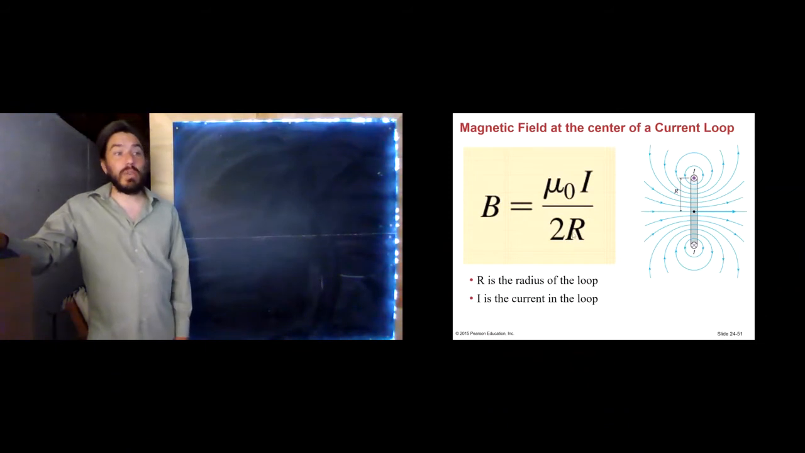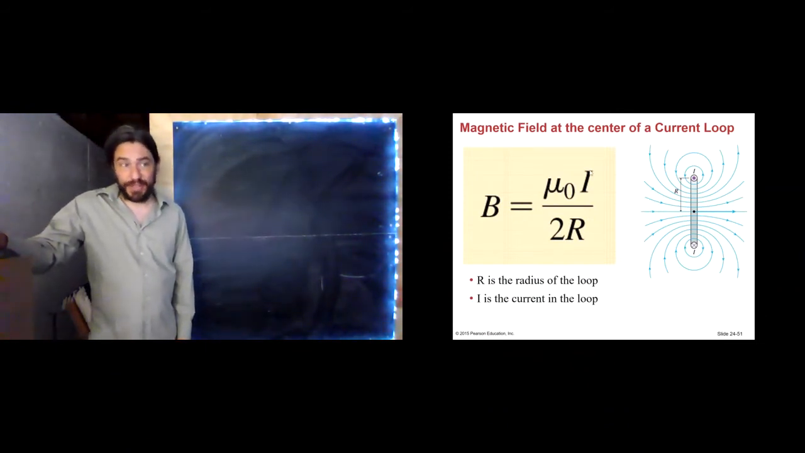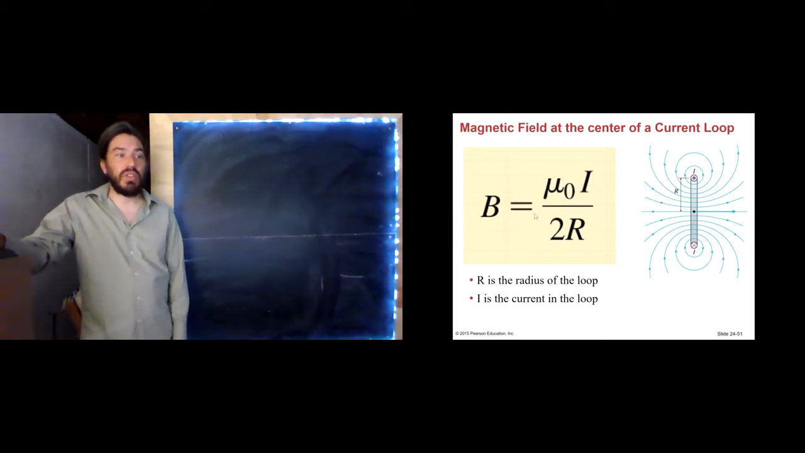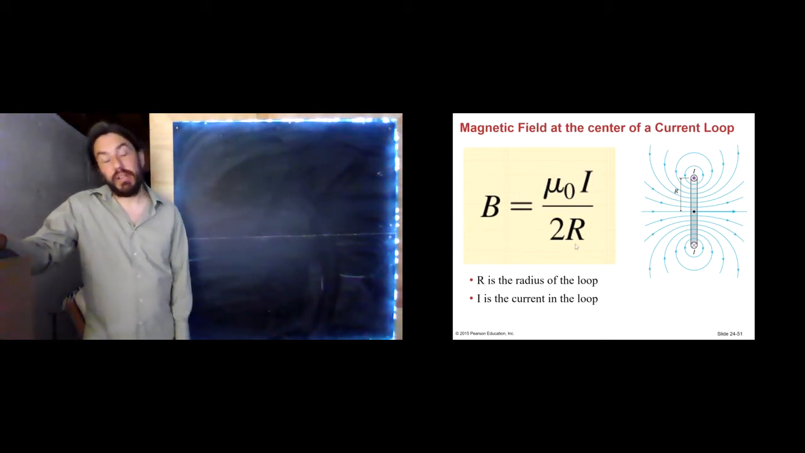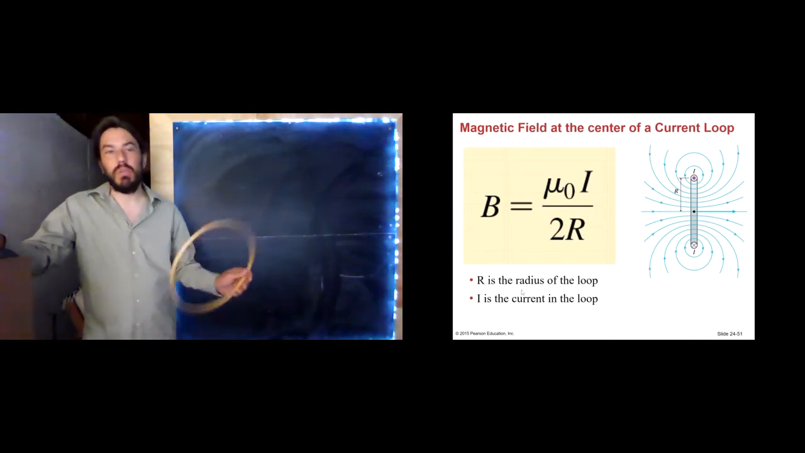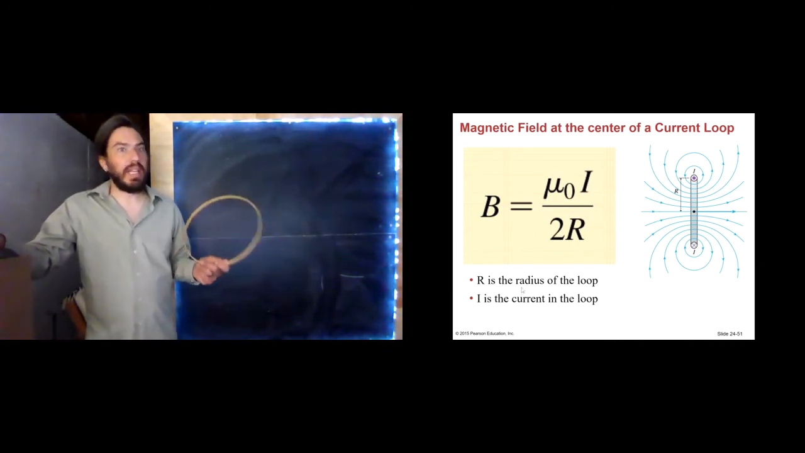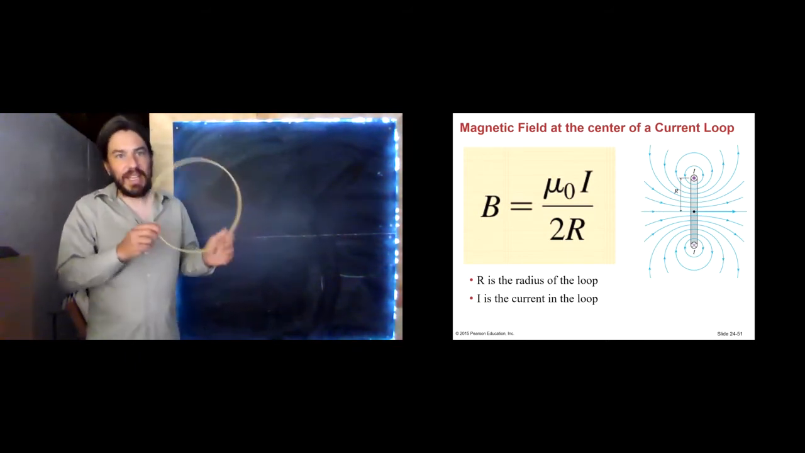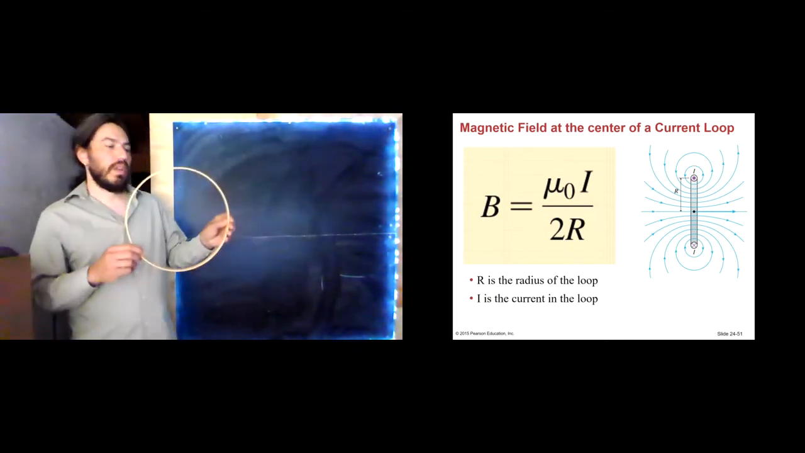So here's the equation for the magnetic field at the center of a current loop. Notice it's very similar to the equation for a wire. There's just no pi down here. Really, that's the difference, right? Now, in this case, R is the radius of the loop. So I keep saying, be careful, R isn't necessarily the radius. Well, in this case, R is the radius of our current loop.